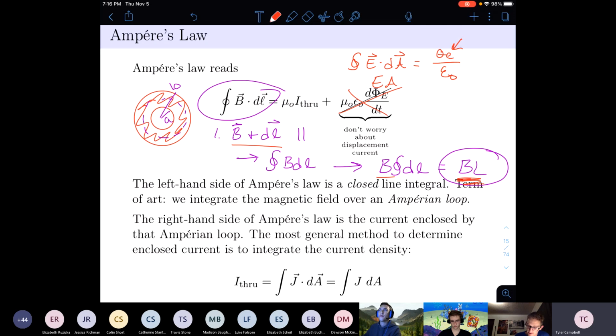We can simplify this line integral of B dot dL just to get B times L. So really, all we have to figure out is this current through term right there. That is the Amperian law equivalent of charge enclosed, really. That's where most of the bulk of our work comes into play.